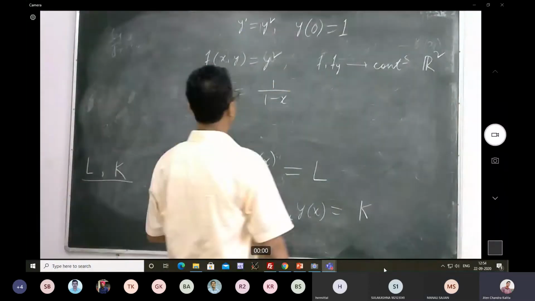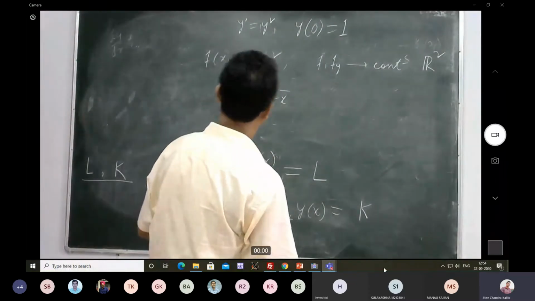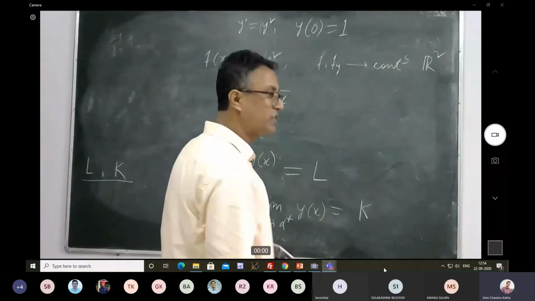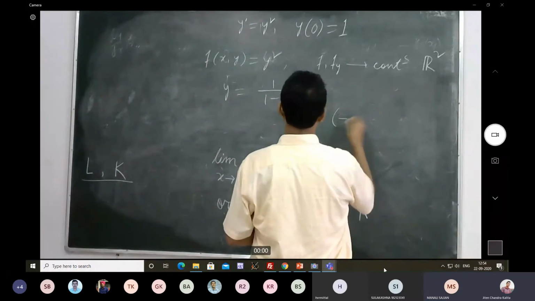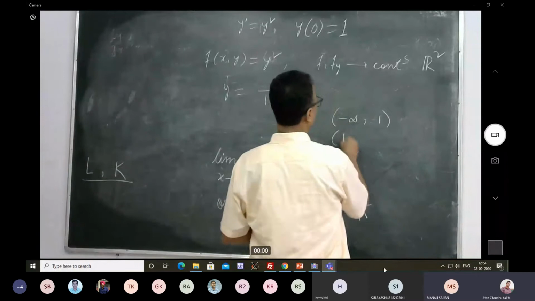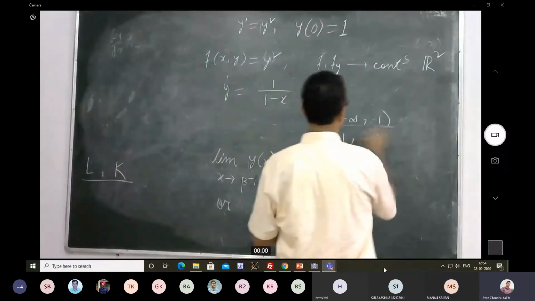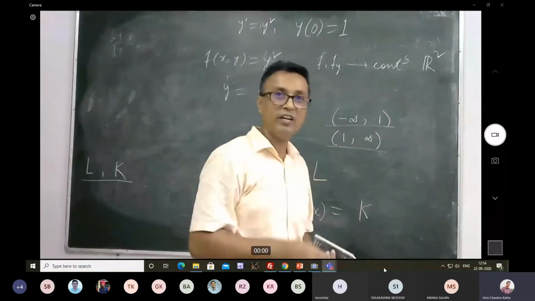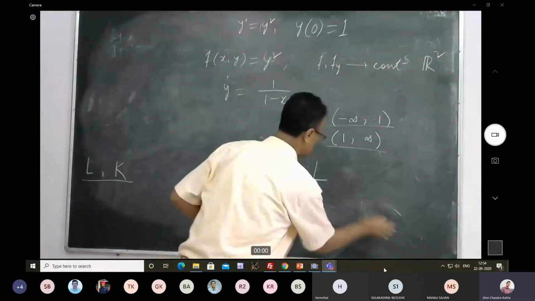Okay, so what is going to happen? The solution is defined where? For x not equal to 1. So basically it is minus infinity to 1 or union 1 to infinity. You can take the maximal interval to be either one of them. Is it okay? Fine.